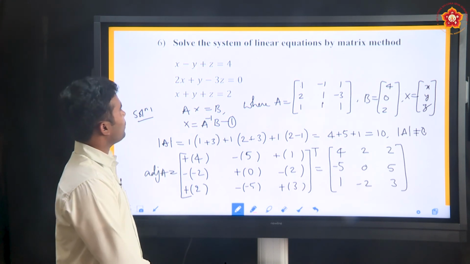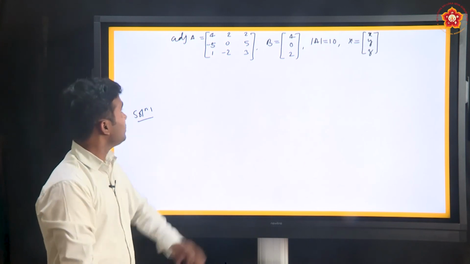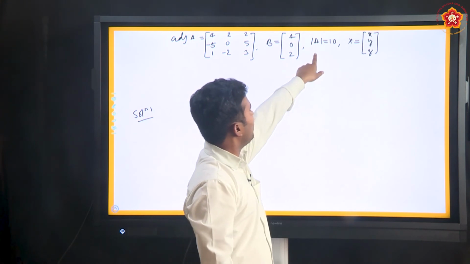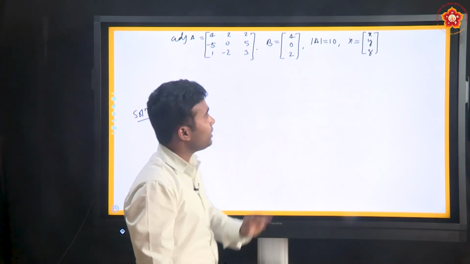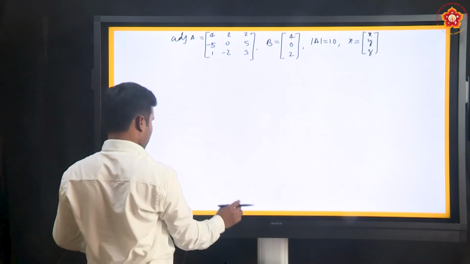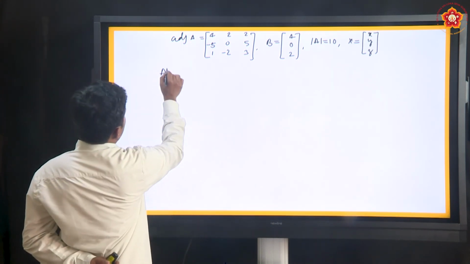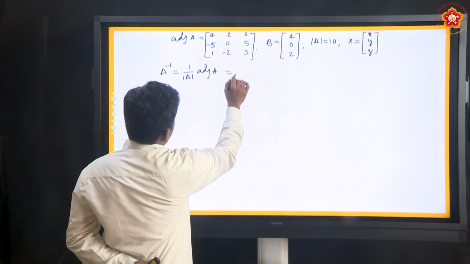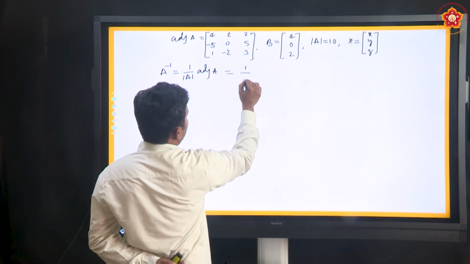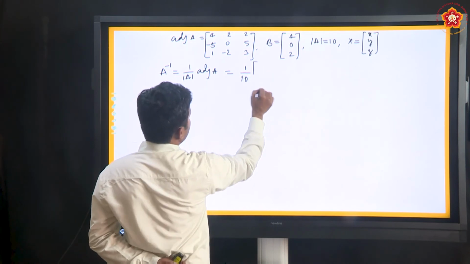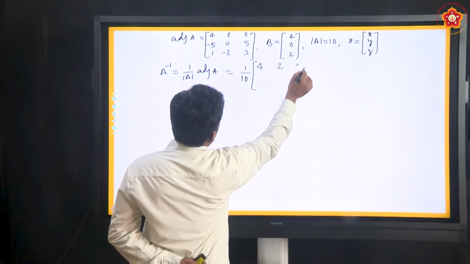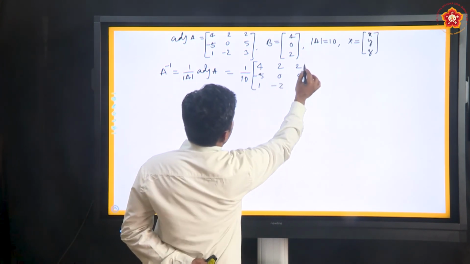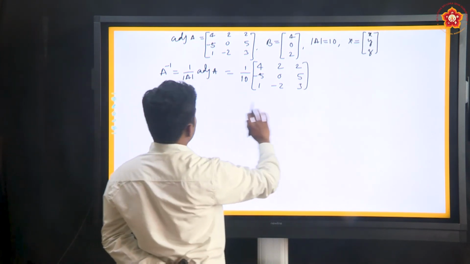Now we have to find A inverse. We have calculated the adjoint of A, B is already written, and the determinant of A is 10. X is X, Y, Z. Now we can find A inverse. What is A inverse? 1 by the determinant of A times the adjoint of A, which is 1 by 10 times the adjoint of A: 4, 2, 2, minus 5, 0, 5, and 1, minus 2, 3. This is what A inverse.